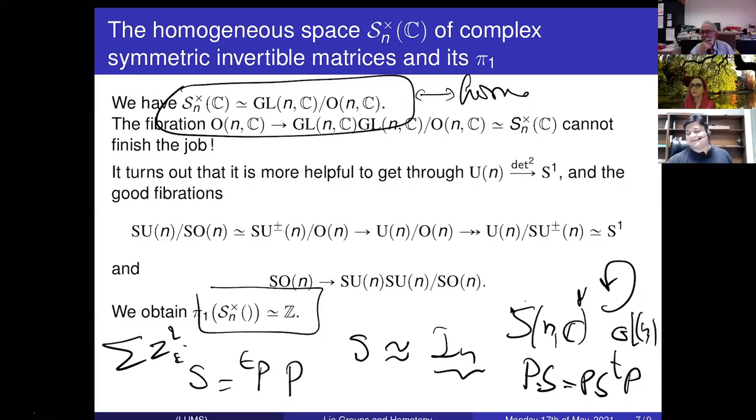Okay. Yeah, go ahead. Okay, so can you give a very simple example of a non-classical group?